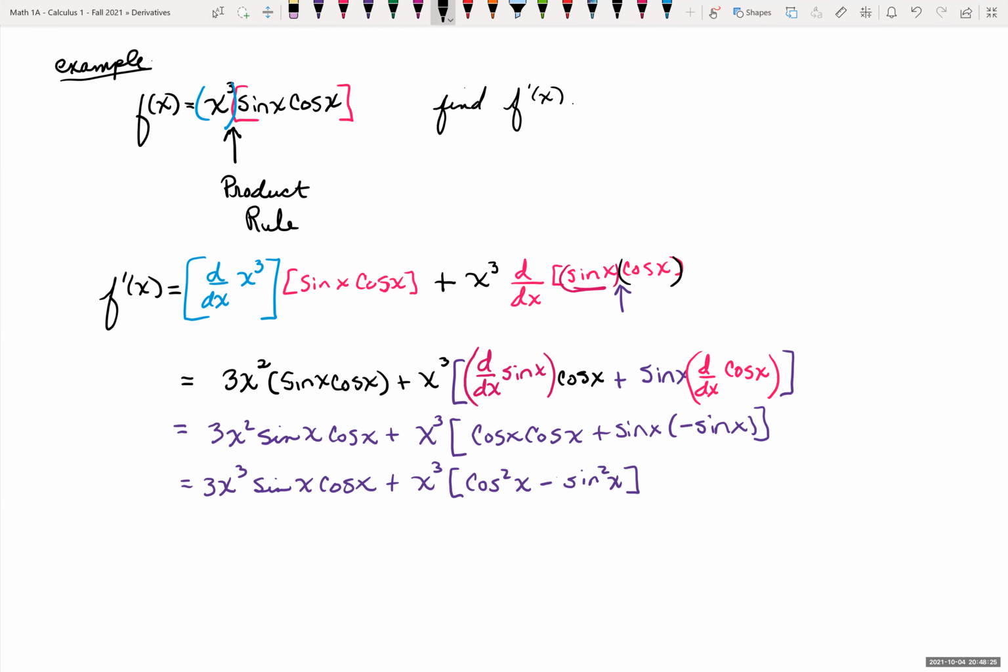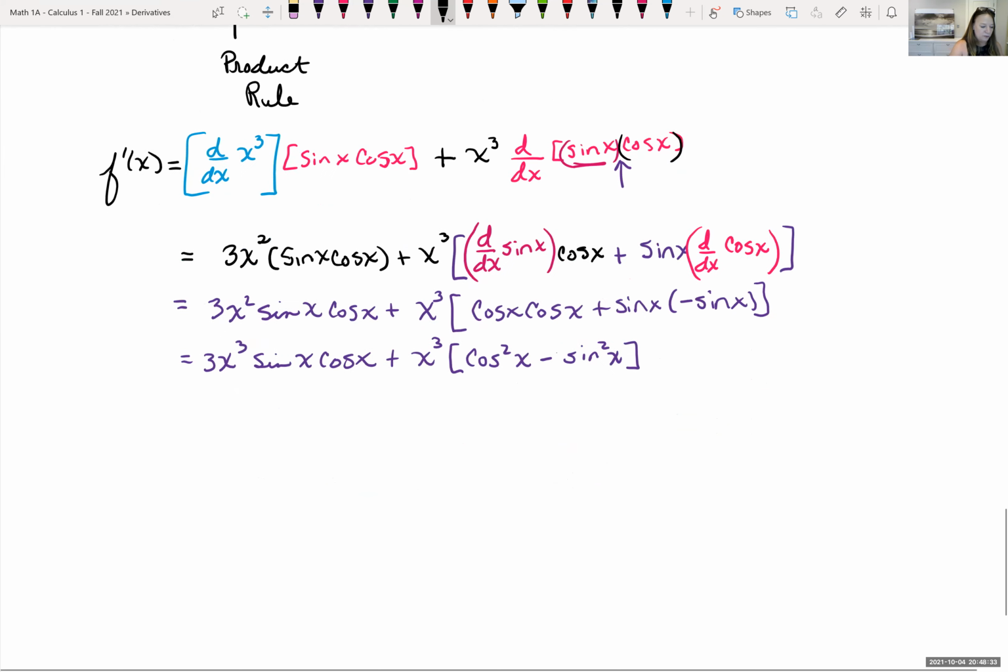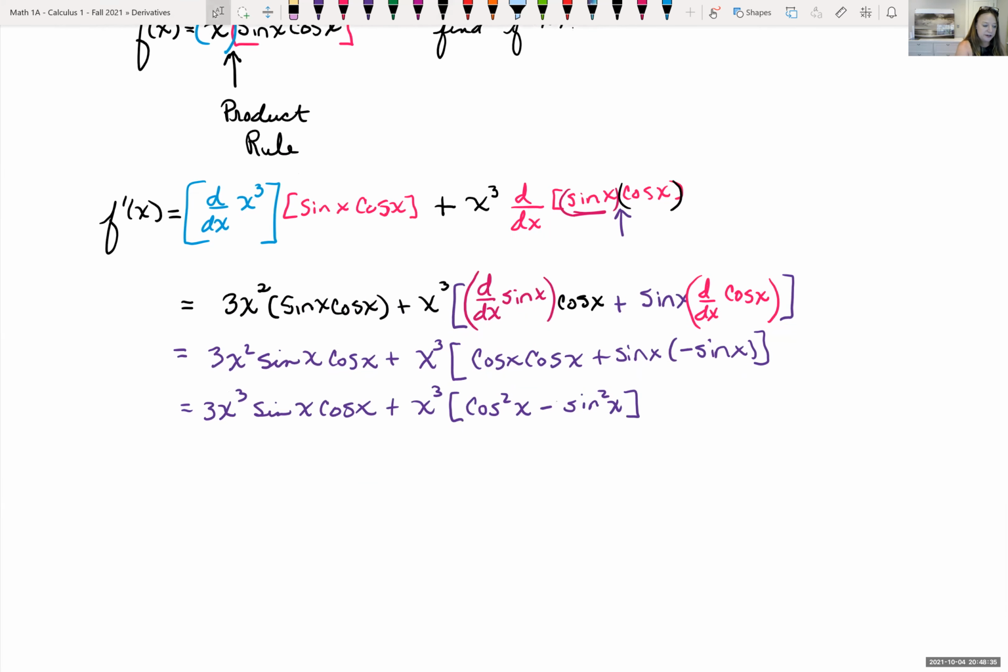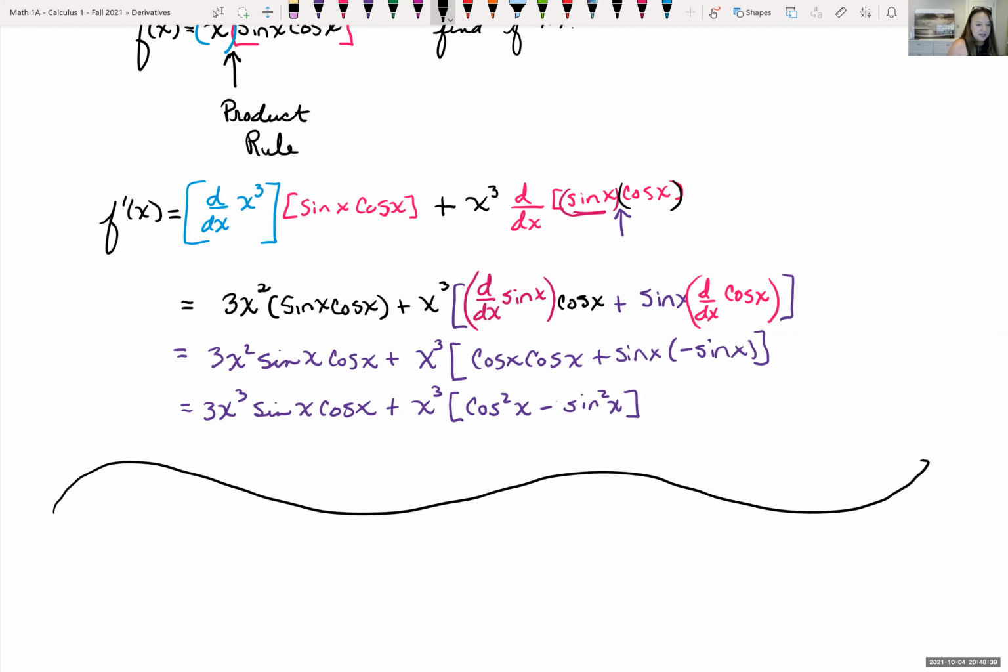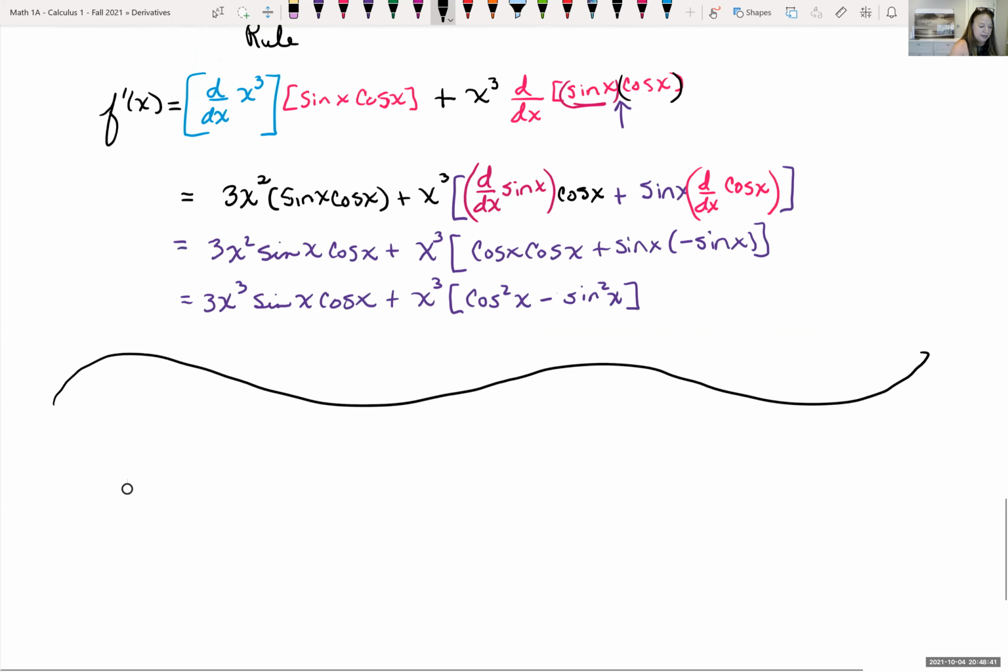So the other piece in your homework is finding the derivative of trigonometric functions. You may need to use your product rule or quotient rule, or rewrite your other trig functions in terms of sine or cosine to help you. The other piece is looking at limits.